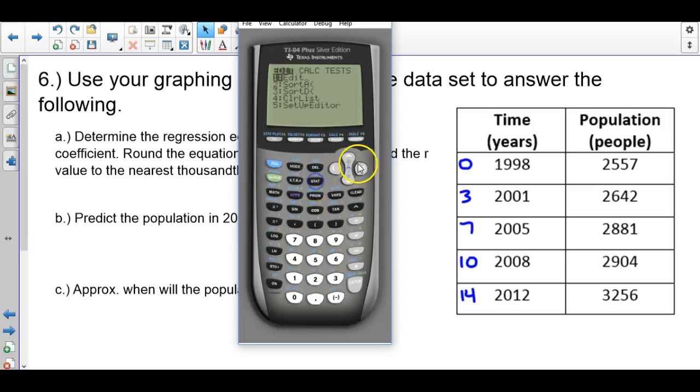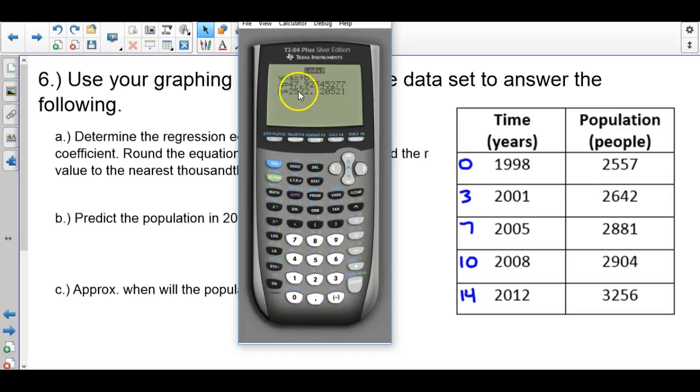So once your data is entered, you go to Stat, you go over to Calculate, and then the fourth option on mine is a linear regression, ax plus b. I'm going to calculate this, and my a value is going to represent the average increase of population per year. The b value represents my approximate population in the year 1998.